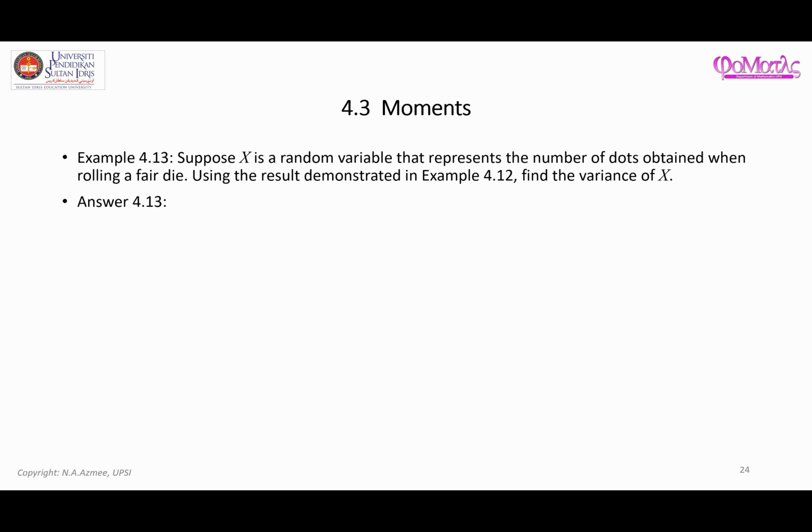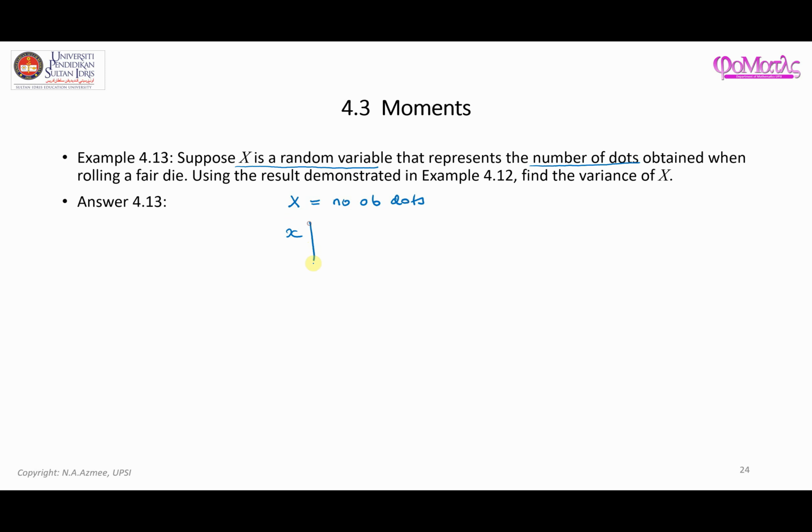In this video, I'm going to give two examples related to finding the variance of a random variable. Here we have a random variable x that represents the number of dots that you get when you roll a fair die. So clearly this is the case of a discrete random variable, because x represents the number of dots when you roll a die, and therefore x can take these values.